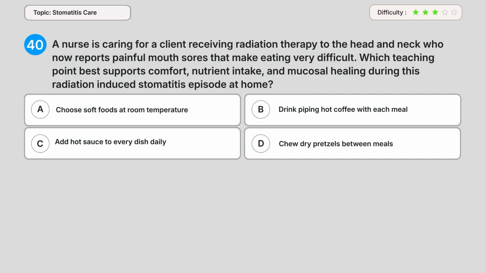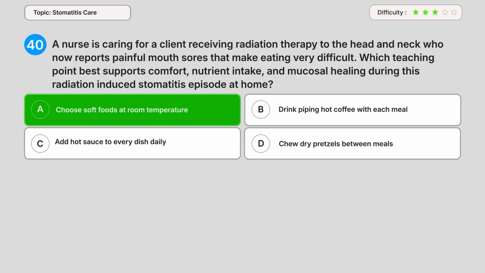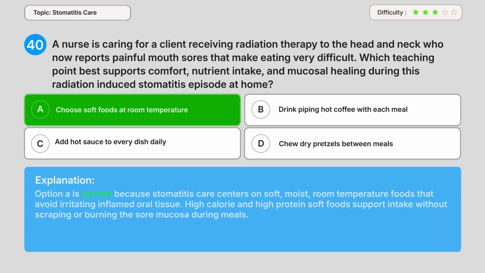Correct answer: A. Choose soft foods at room temperature. Explanation: Option A is correct because stomatitis care centres on soft, moist, room temperature foods that avoid irritating inflamed oral tissue. High calorie and high protein soft foods support intake without scraping or burning the sore mucosa during meals.